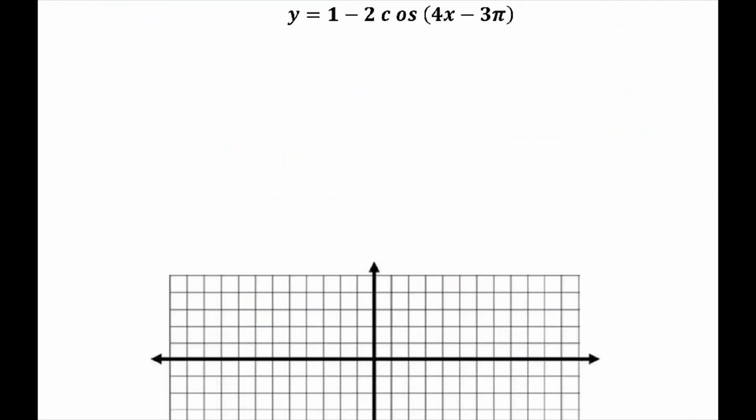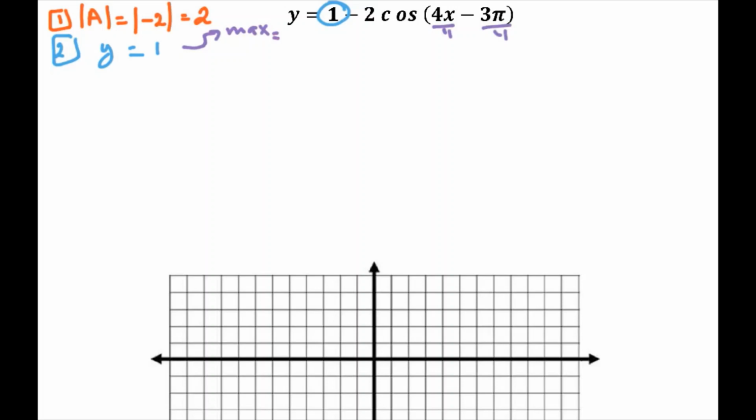Now this question here is the same thing. I'm going to first move the 1 to the other side. That's going to be k, and then taking 4 as a common factor. So when you take 4 as a common factor, you will divide by 4. So let's do the a first. A is basically the absolute value of negative 2, which is 2. Number 2, the axis is going to be 1. From there, you can tell the max is going to be 1 plus 2. Minimum will be 1 minus 2.